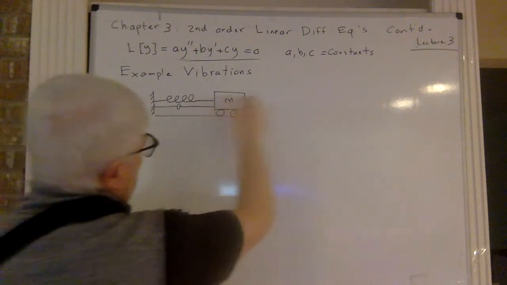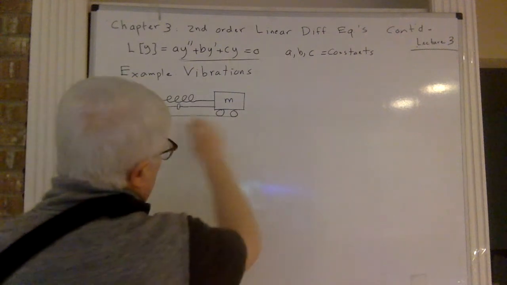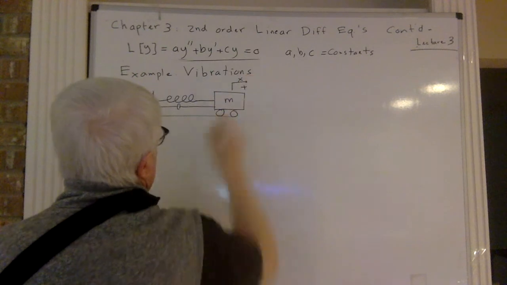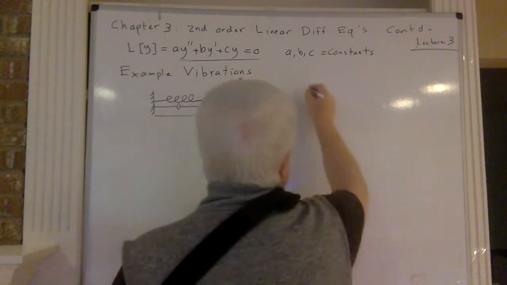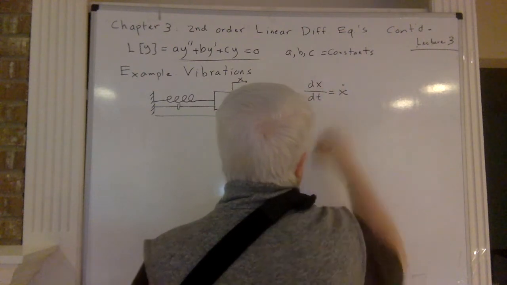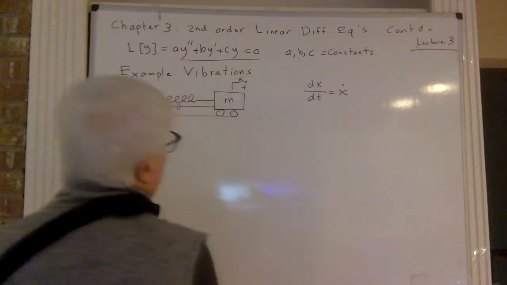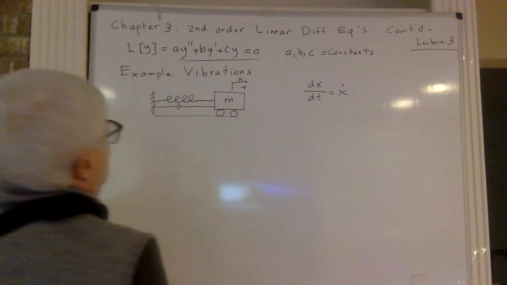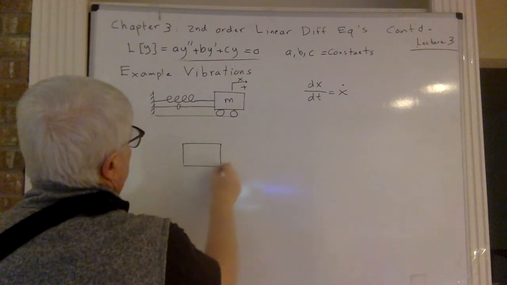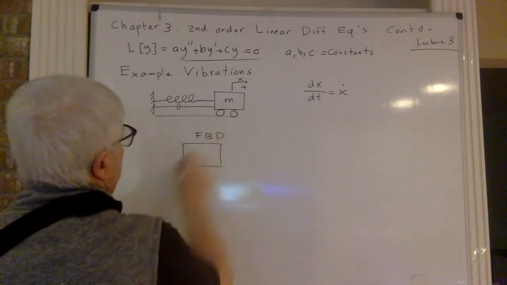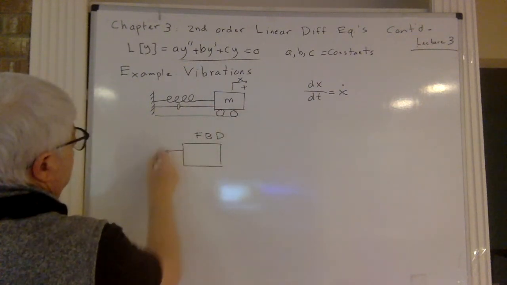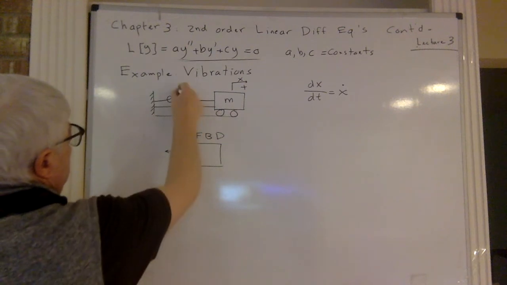So this is moving left and right. Suppose it's moving this way, so let's say that this is in fact positive, and it is x. And let's say dx/dt, in physics they put a dot here rather than prime. So if I draw the free body diagram, then if it's moving this way, these two oppose. So I have a force here, this is K and this is C.